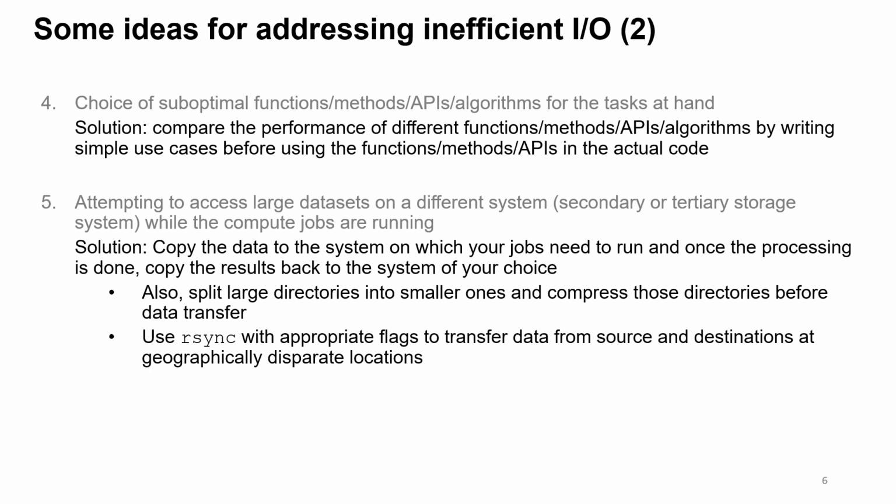Additionally, you can consider using the rsync tool with appropriate flags to transfer data from source to destination, especially if they are geographically disparate locations. Because the way rsync works is by copying deltas or differences between the source folder and the destination folder. So if there is an interruption in the internet service, for example, rsync is going to help you resume the data transfer from where it stopped rather than copying over everything from the beginning.